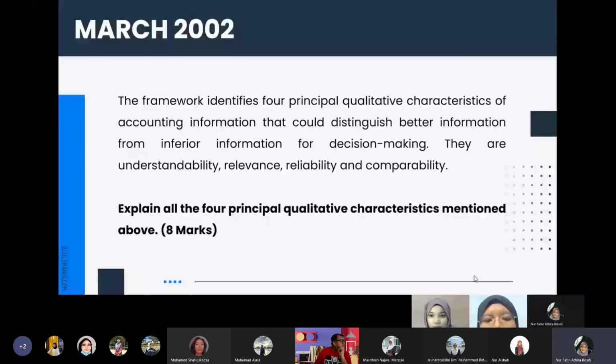Okay, this question is from the March 2002 paper. The framework identifies four principal qualitative characteristics of accounting information that distinguish better information from inferior information for decision making. They are understandability, relevance, reliability, and comparability. The question is, explain all the four principal qualitative characteristics mentioned above. Next slide.